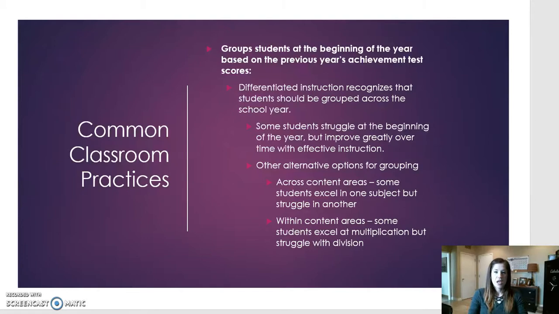Other alternative approaches for grouping include across content areas, and this could be where a student could excel in one subject but struggle in another. Another grouping method could be within the content area, where you could group students that maybe excel in addition or multiplication, but struggle with division or fraction work.